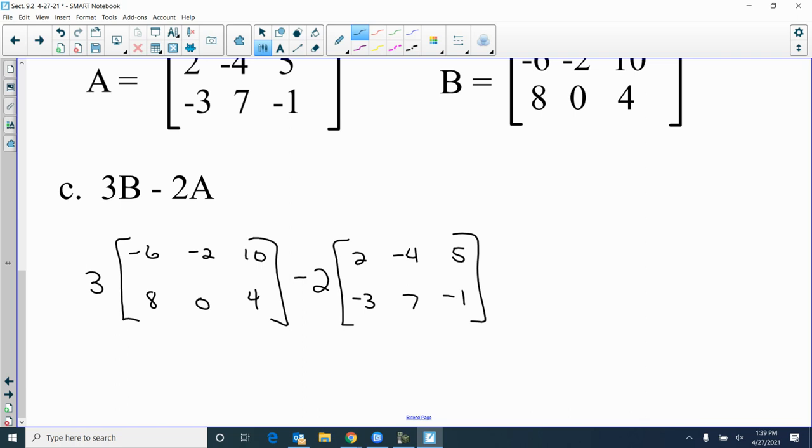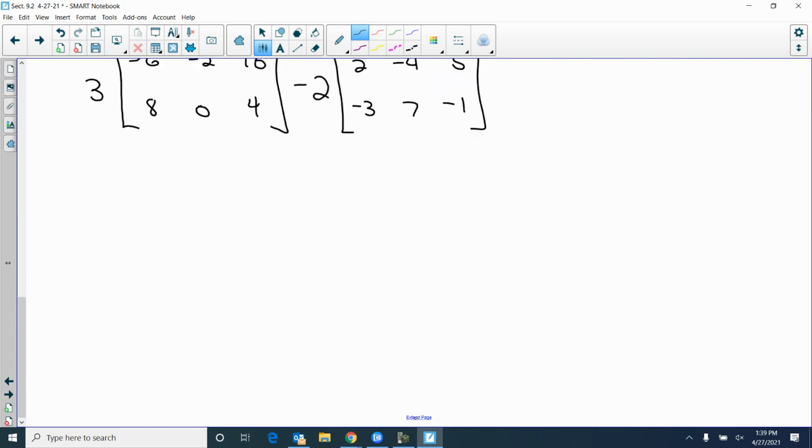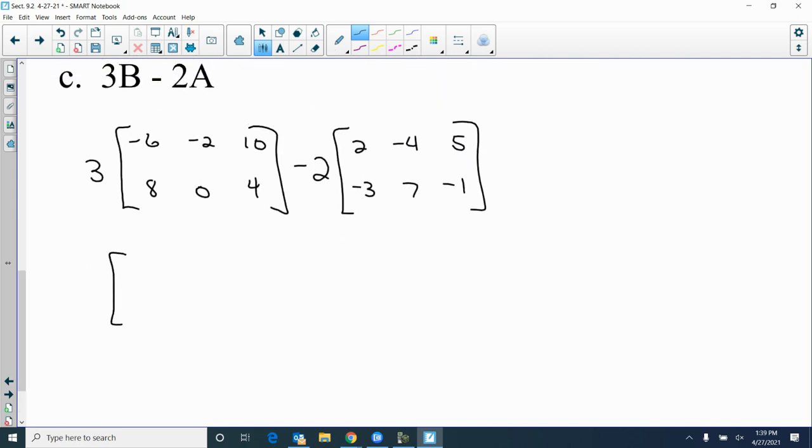Distribute the 3. That's no issue there. So I get negative 18, negative 6, 30, 24, 0, 12.